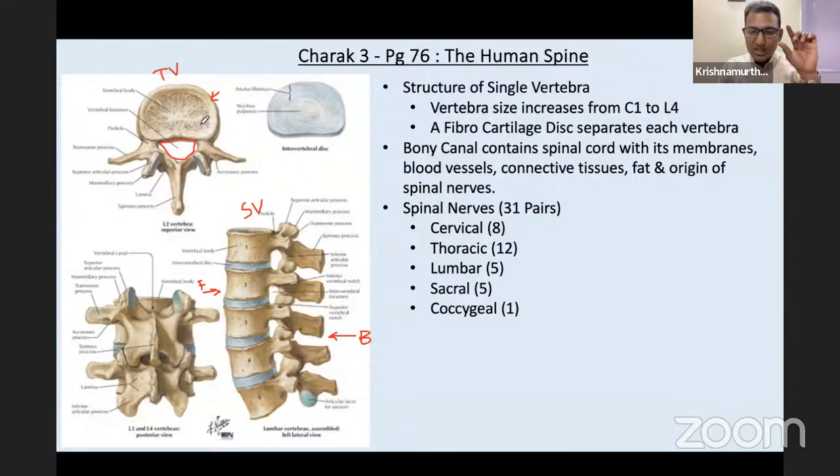Now between two vertebrae, the cushioning, the jelly substance, is there. It is called the intervertebral disc. So this is the intervertebral disc. And this is where the main wire is going, in that hole.